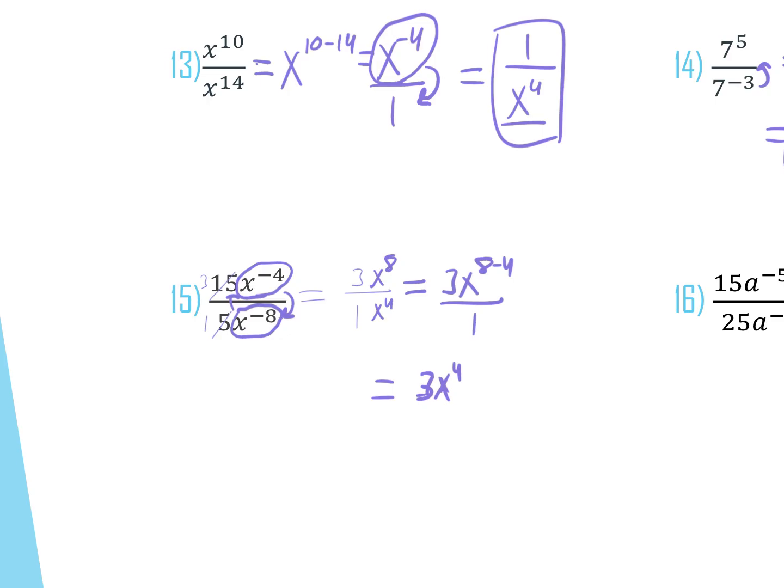All right, something like that. If you chose to do it the other way, maybe you did 3x to the negative 4 minus negative 8, you would have gotten the same answer, right? You get 3x to the 4. All right, minus a negative is plus.